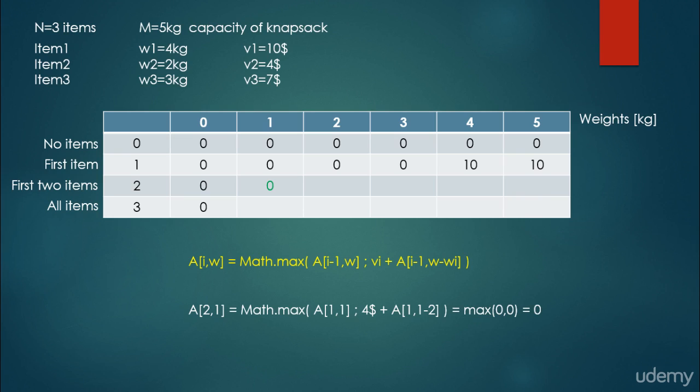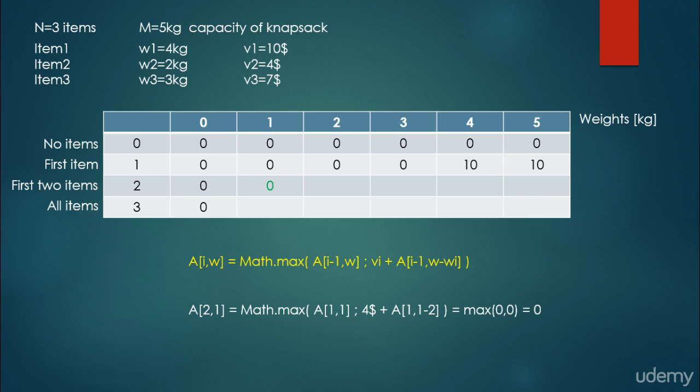and because the index 1 minus 2 is equal to minus 1, and our table starts at 0, it is an invalid index, so we consider it 0. So we have to decide the maximum between 0 and 0, which is 0. So we put a 0 in A row index 2, column index 2.